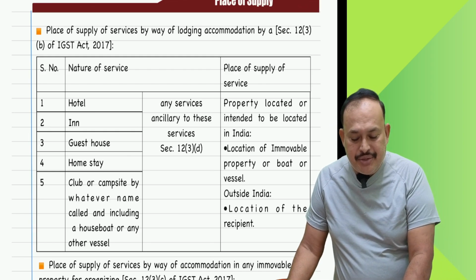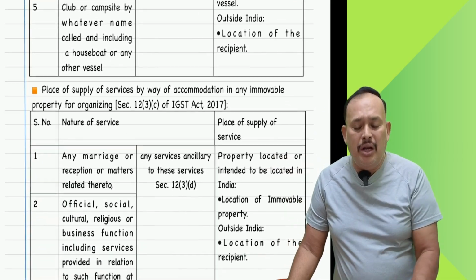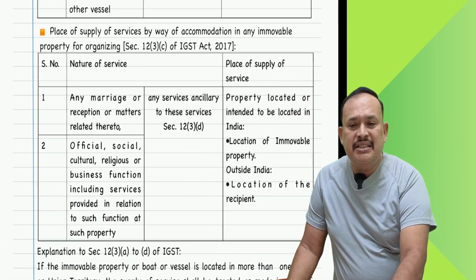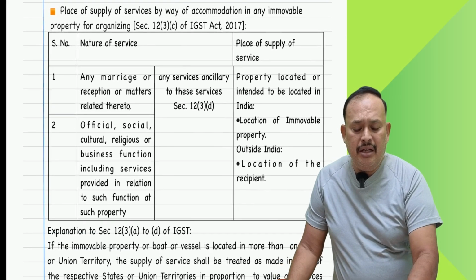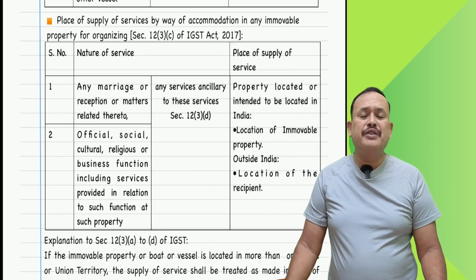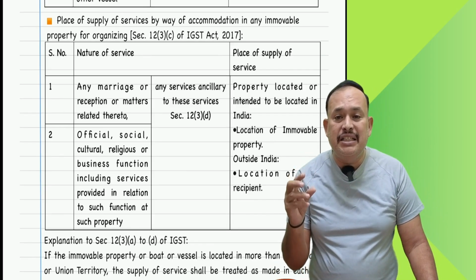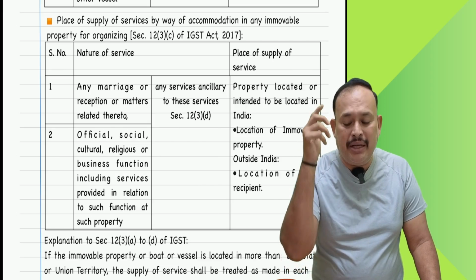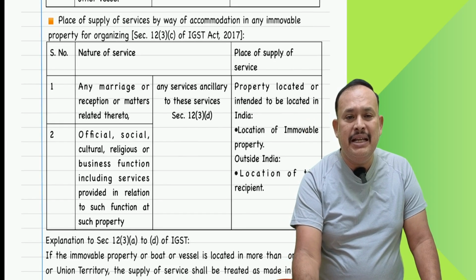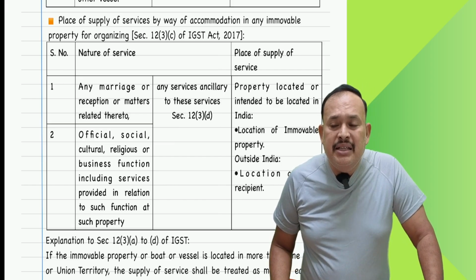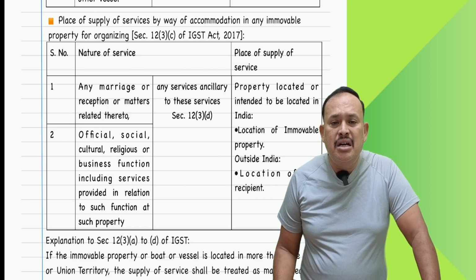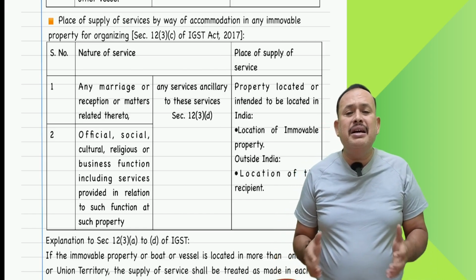Further, my dear friends, coming to section 12, subsection 3, clause C, where the place of supply is by way of accommodation in any immovable property. Accommodation in any immovable property for organizing any marriage or reception or matter related thereto.